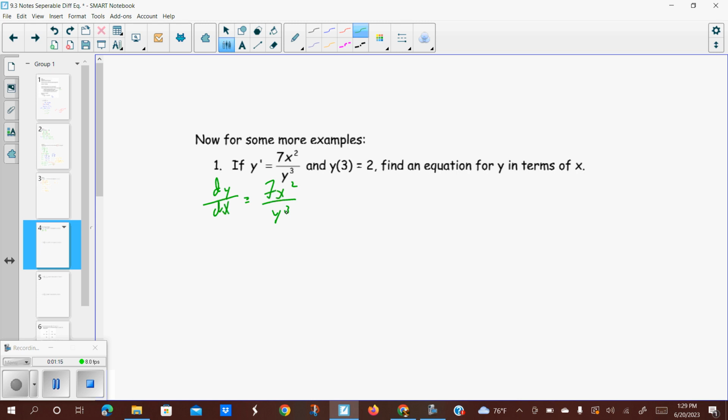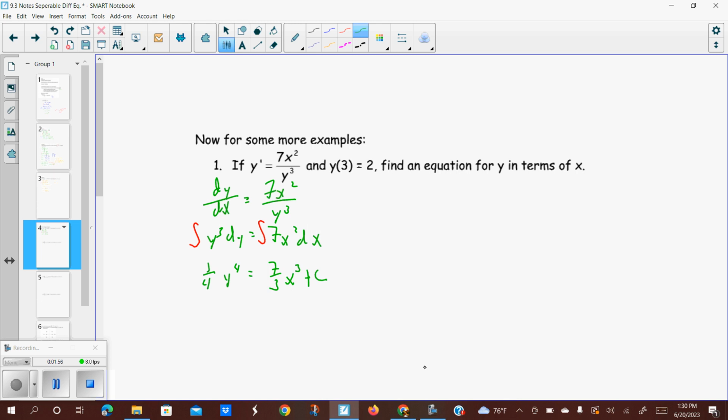So let's see. Let's multiply both sides by dx and y cubed, and that should do the trick. Y cubed dy equals 7x squared dx. Both are separated. Let's take the integral. Let's take the antiderivative. So antiderivative of the left will be 1/4 y to the 4th. On the right-hand side, it's the x cubed, so it'll be 7/3 x cubed plus c. We have now found our equation, so we can plug in the values to get c.